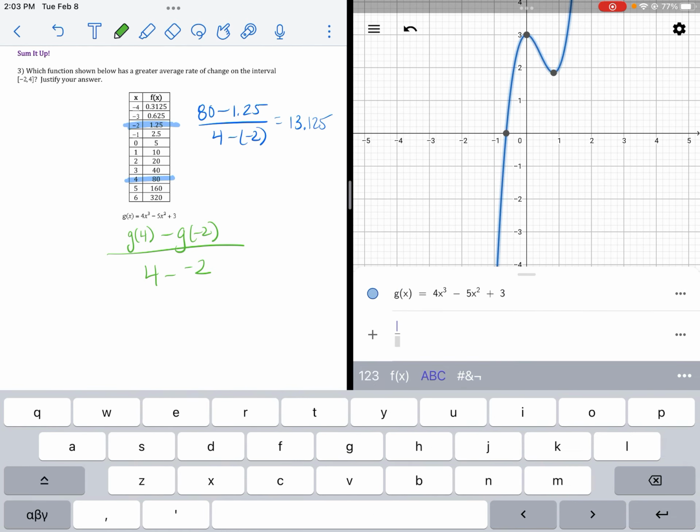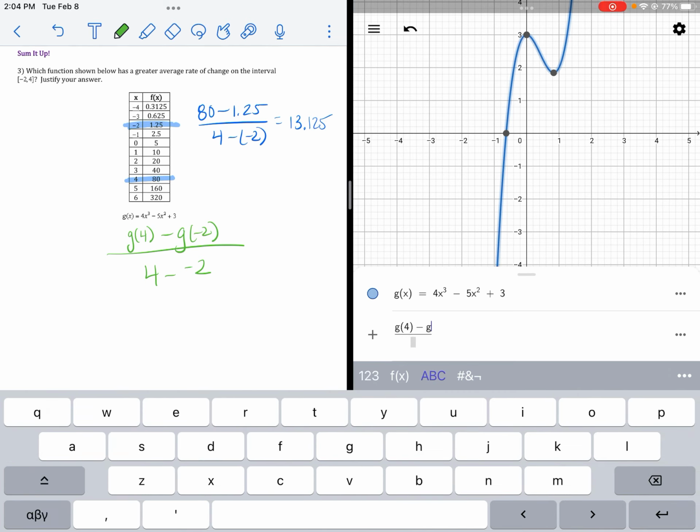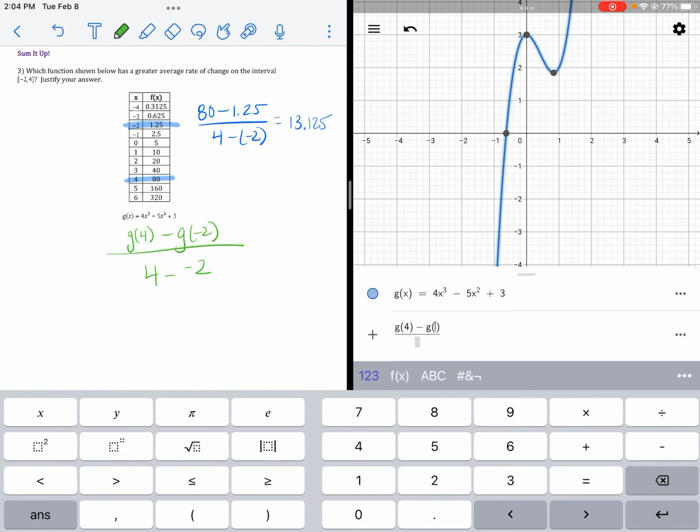So I'm going to put the letter g, because I changed it to g of x, g of 4 minus, I'm glad I'm putting you to sleep, Blakey, g of negative 2 over 4 minus negative 2. And this gives me 38.